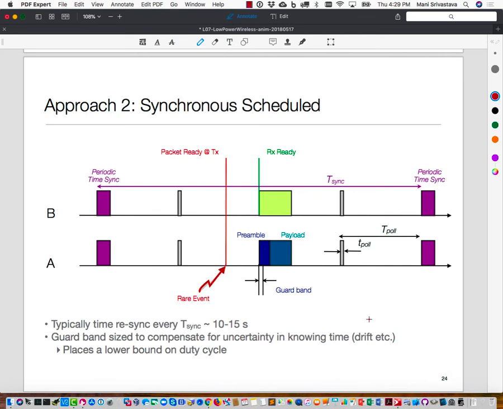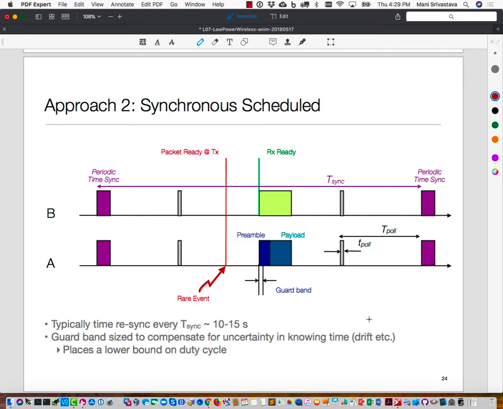Okay. Approach 2 is we proactively keep things in synchrony. The idea now is that we will arrange that all the nodes are going to wake up at the same time to listen. And therefore, if A has a packet to send, all it does is locally buffer it, and then at the next transmit opportunity, it's going to send it out. Transmit opportunity being when it knows that the other party is going to be up.